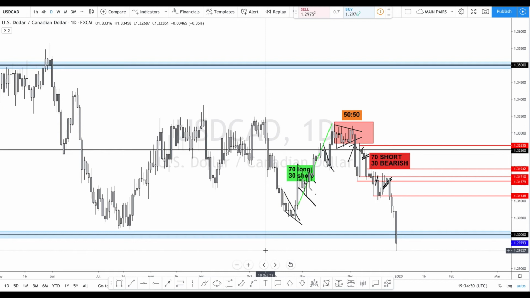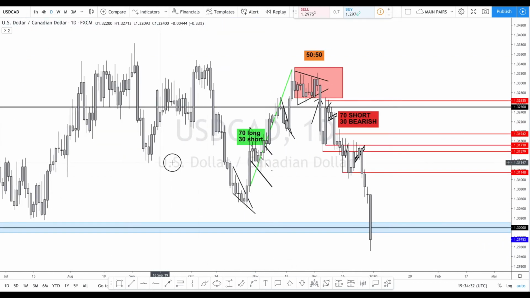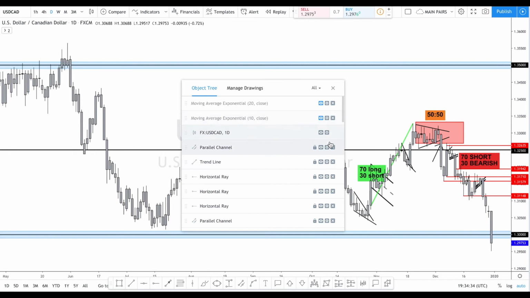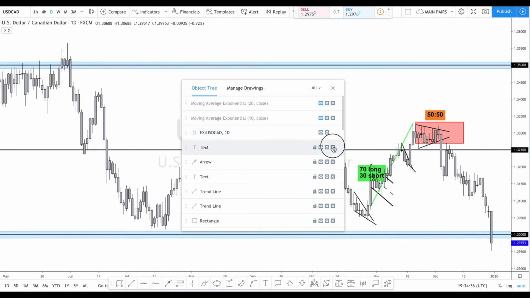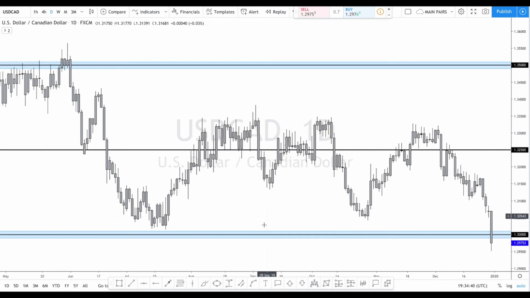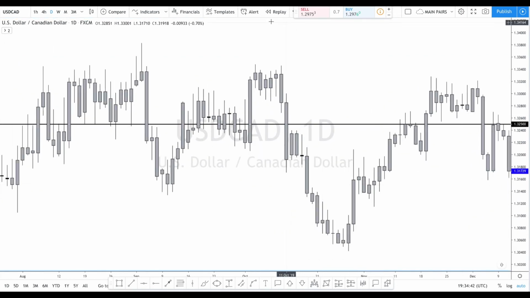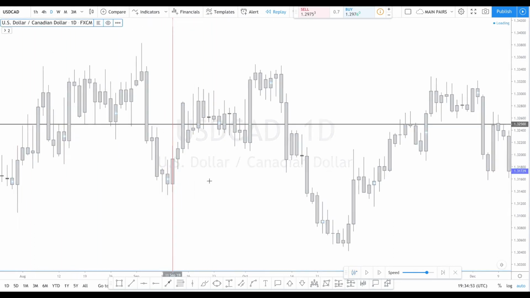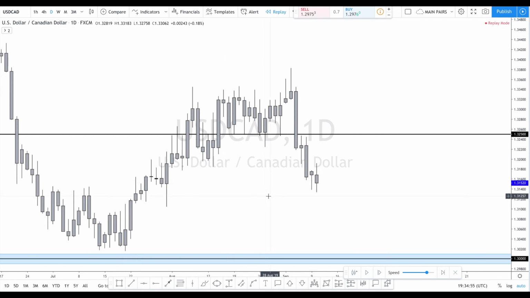Too deep. I just want to look at a deep pullback. So if we look at US dollar CAD here, let me just take this off. On this occasion right here, let's do it from here to... Oh, you know what? Yeah, this is a perfect example.